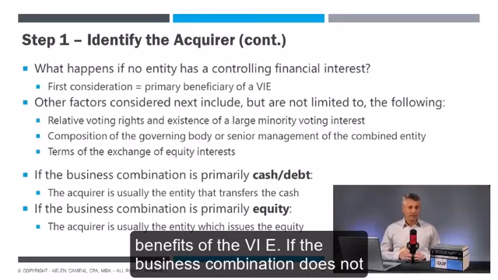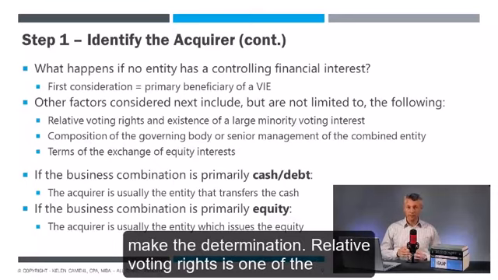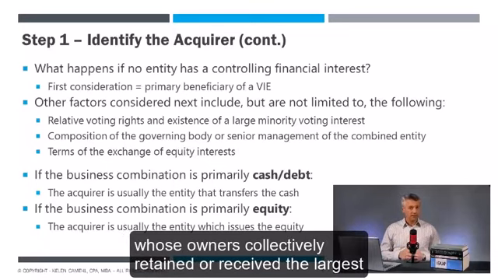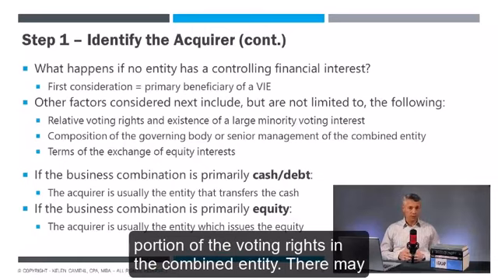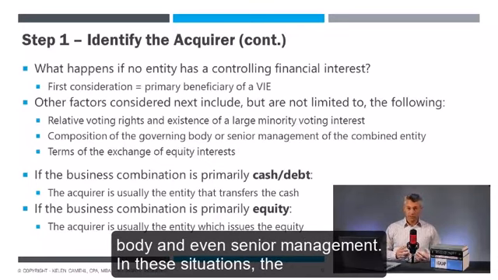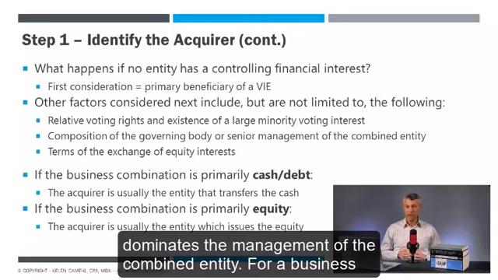If the business combination does not involve a VIE, then you should look to other factors to help make the determination. Relative voting rights is one of the first areas to consider. The acquirer usually is the entity whose owners collectively retain or receive the largest portion of the voting rights in the combined entity. There may be times that you also look at the composition of the governing body and even senior management. In these situations, the acquirer usually is the entity whose former management dominates the management of the combined entity.